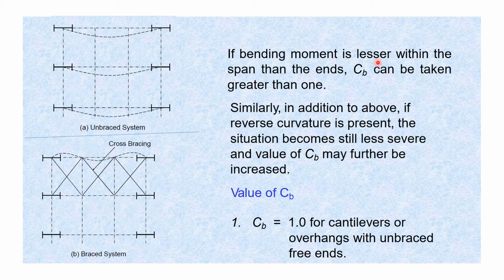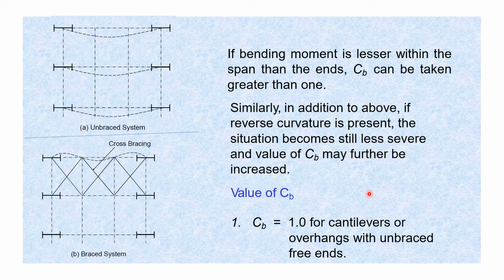If the bending moment is lesser within the span than at the ends, Cb can be taken greater than 1. Similarly, in addition to the above, first there is one curvature; now if a reverse curvature is formed, the situation becomes still less severe and the value of Cb may be increased further. I think you got the point. What is Cb? Cb will enhance the moment capacity of the beam.